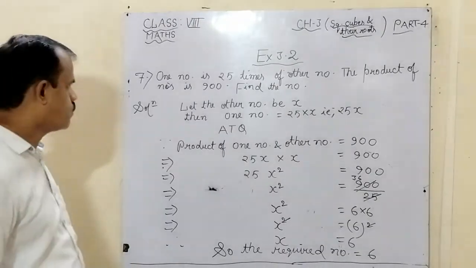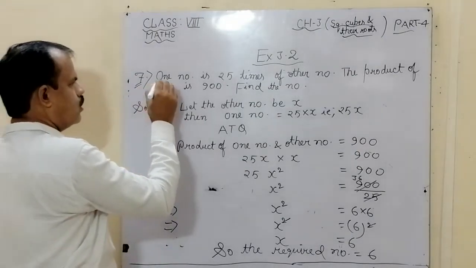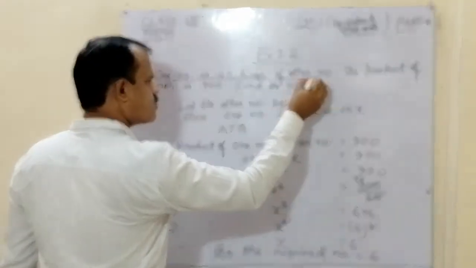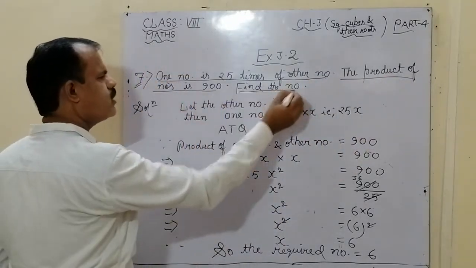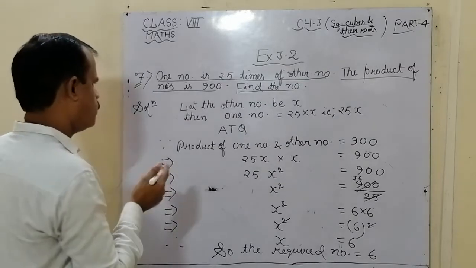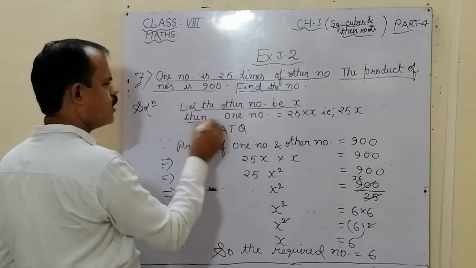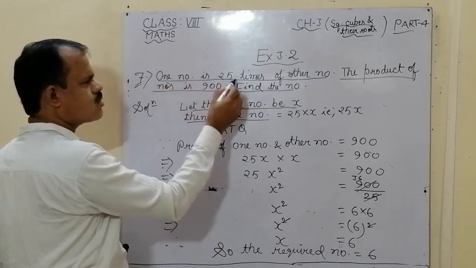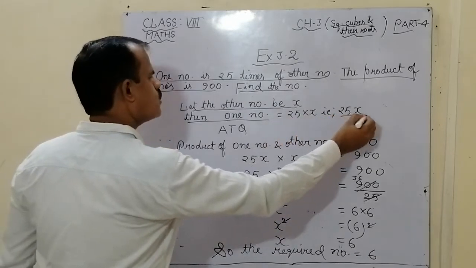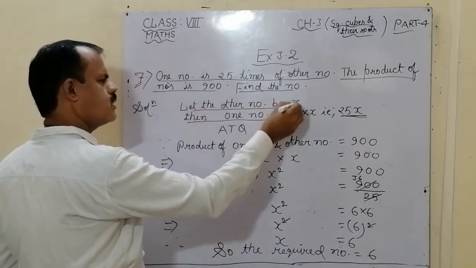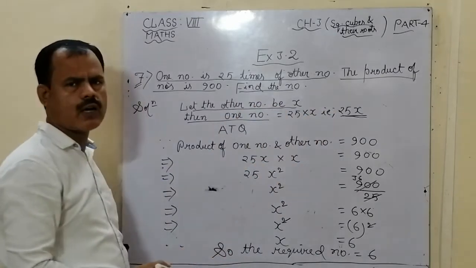Yes, students. Next question. Question number 7. One number is 25 times the other number. The product of the numbers is 900. Find the numbers. So students, let the other number be x. Then one number is 25 times the other number, 25 into x, that is 25x. One number is x, other number is 25x.